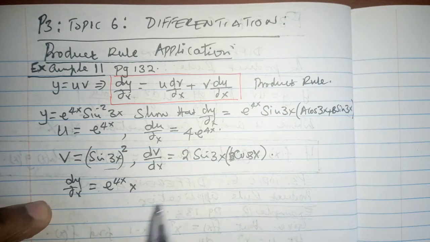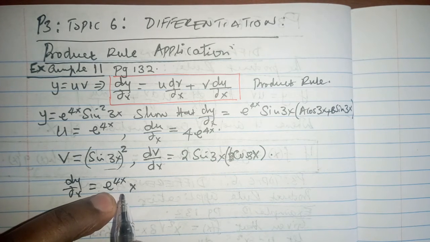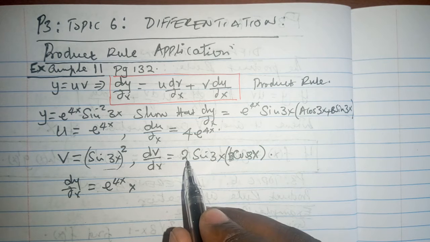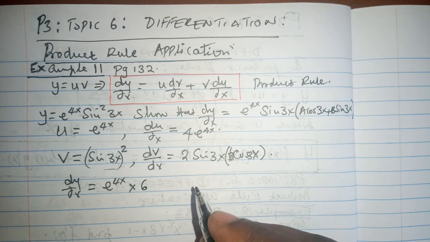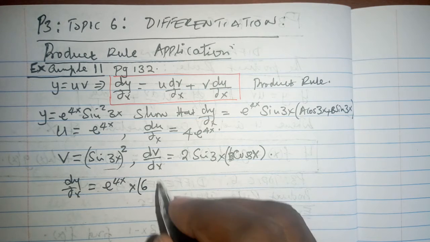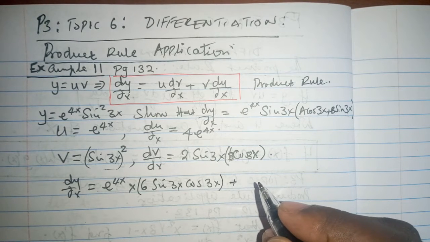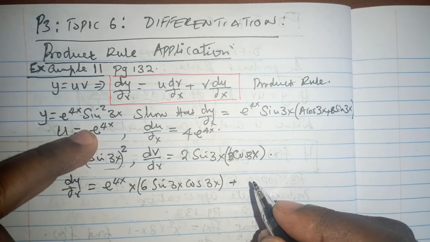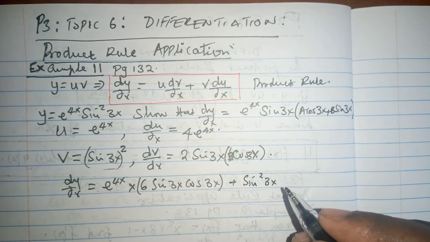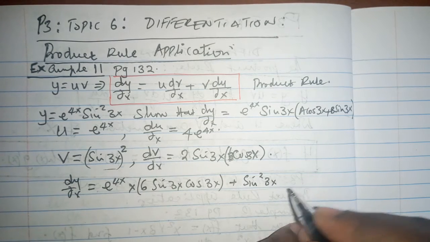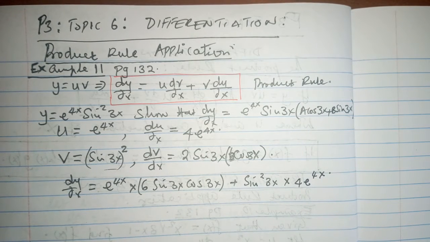There we have something. So dy dx, as widely known, is u dv dx, and our u is e raised to the power 4x. dv dx is, if you open this bracket, 2 times 3, which is 6 sine 3x cosine 3x, plus now v, which is sine squared 3x, multiplied by the derivative of u, which is 4 e raised to the power 4x. Fine.